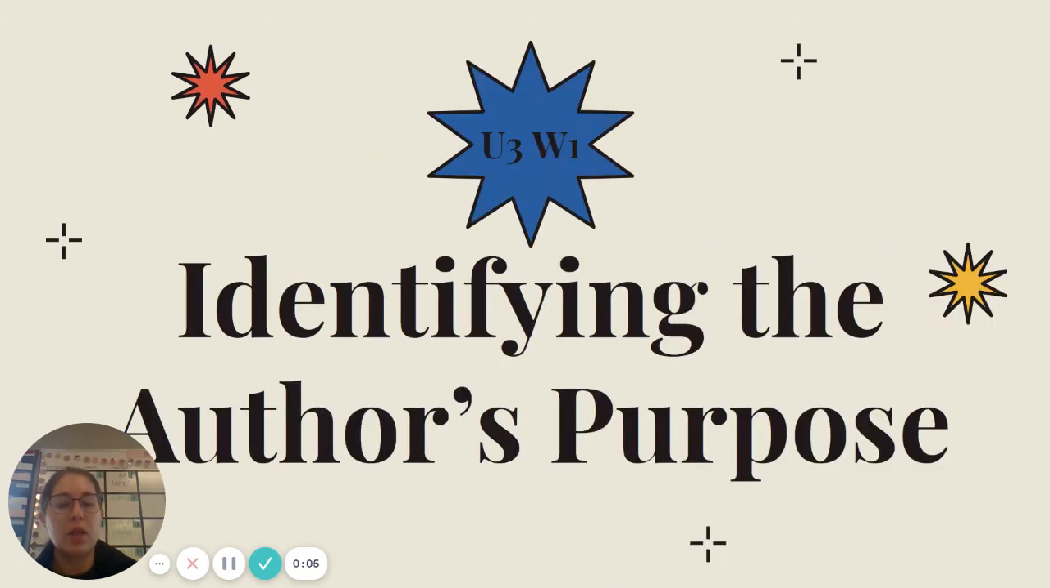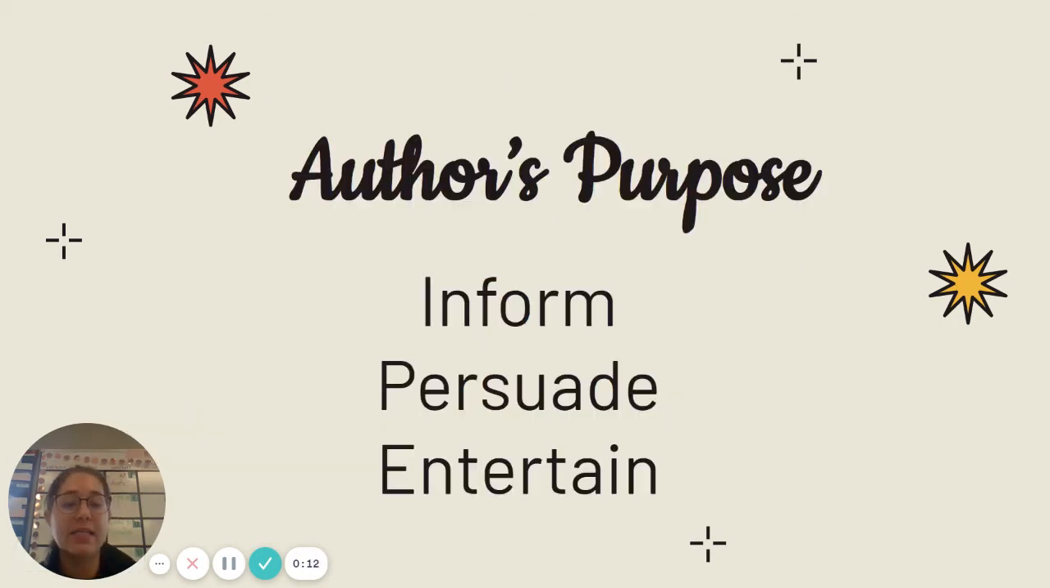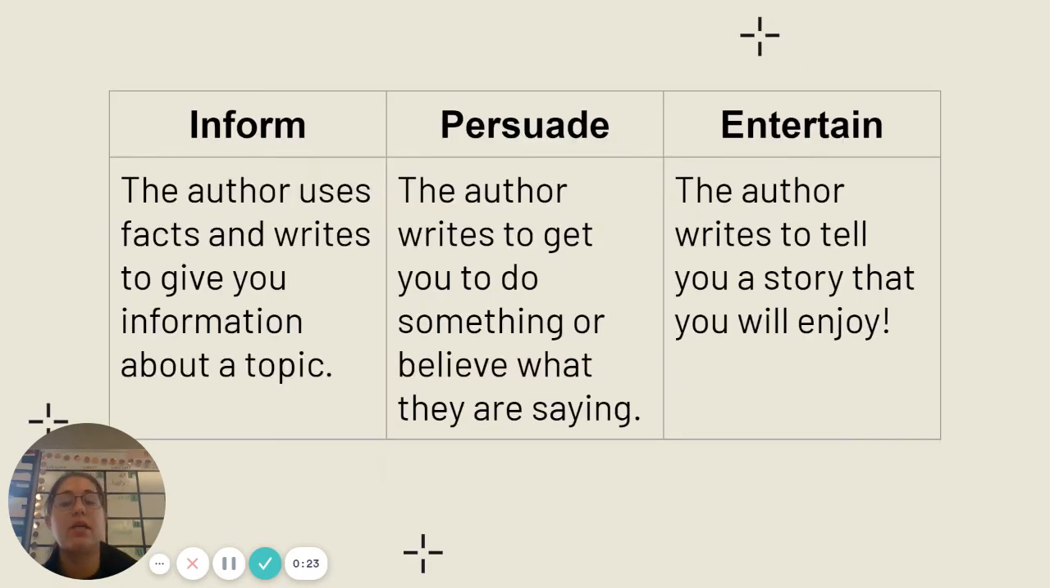Today we are going to be learning about identifying the author's purpose, or why an author wrote a text. There are three reasons for author's purpose, or three reasons why an author writes a text. They can do it to inform us, to persuade us, or to entertain us.